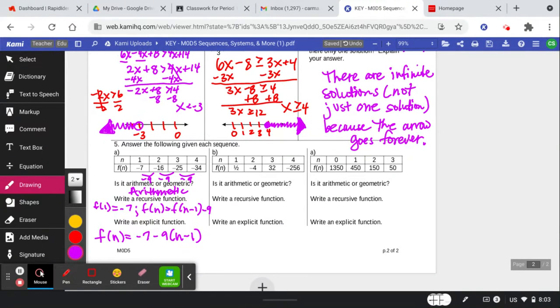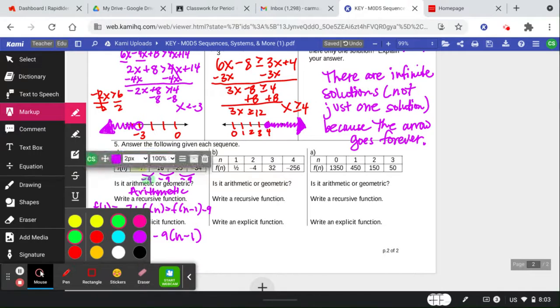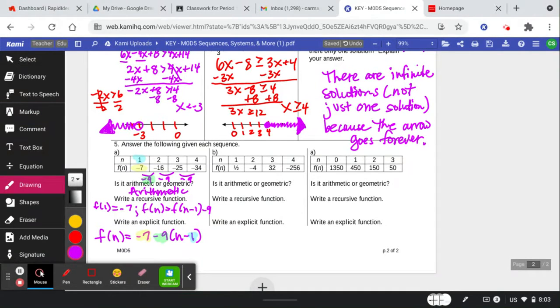So where do all these numbers come from? Remember that this begins with -7 comes from right there. This minusing 9 comes from right there. And finally, this 1 comes from right here. Okay, let's go look at the next one.